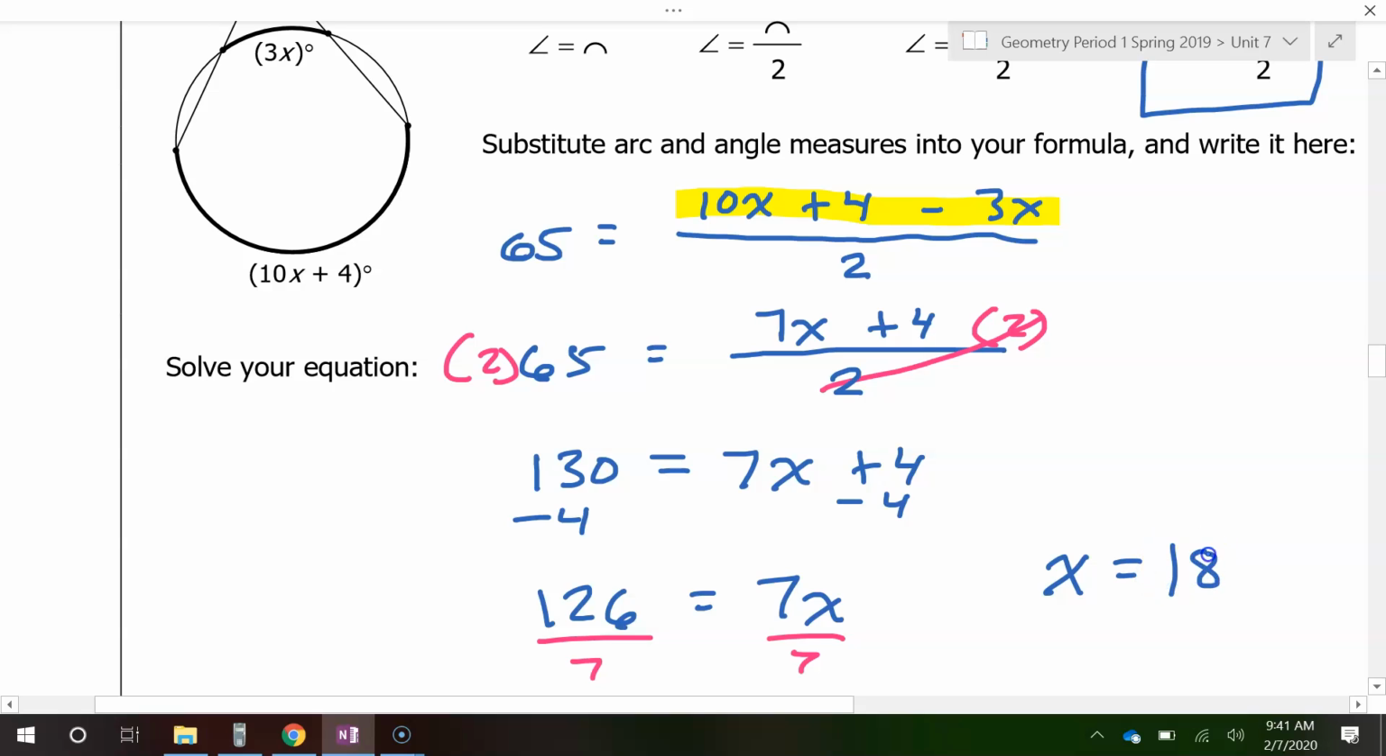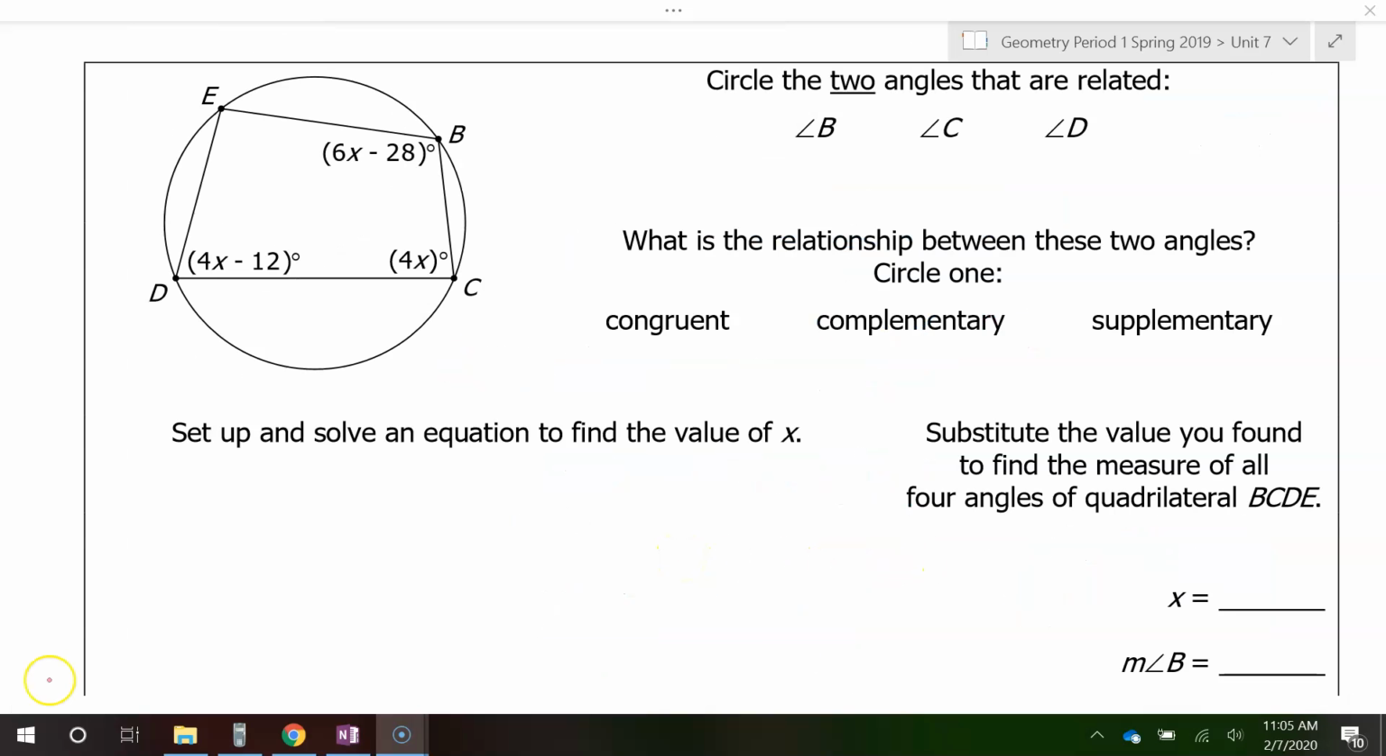18. All right, so x equals 18. All right. Circle the 2 angles that are related. Well, when we have a quadrilateral inside of a circle, we've learned that opposite angles are supplementary. So we've learned that B and D are related because they add up to 180. They are supplementary.